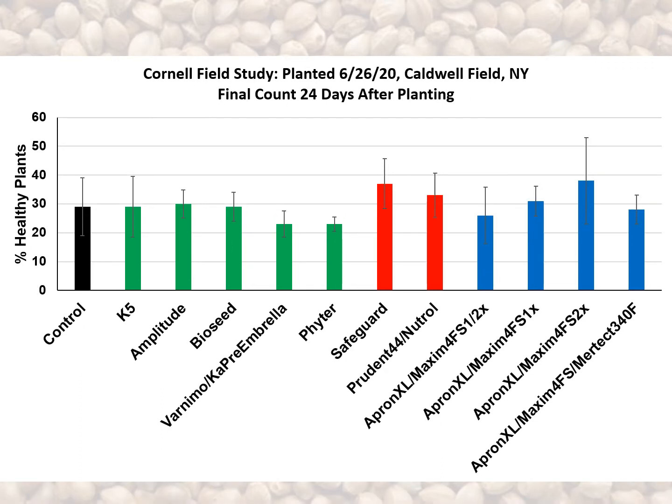We have a second study also in Ithaca this year, planted on June 26th. Again, the same trend: the biologicals are not performing any better than the non-treated control. We are seeing improvements with both the Safeguard and the Prudent. And again, it's comparable to our best Apron Maxim treatment as the chemical seed treatment.